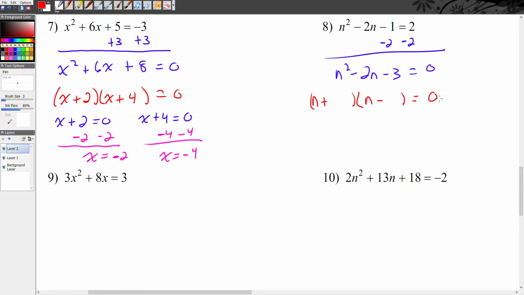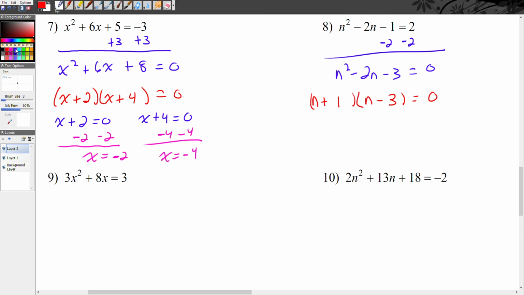So now two numbers that multiply together to make negative 3, and when I combine them, I get negative 2. So 3 times 1 is 3, and 3 minus 1 is 2. And since my middle term is negative, that means my bigger number needs to go next to the negative sign. So it's going to be a negative 3 and a positive 1. Negative 3 times 1 is negative 3. Negative 3 plus 1 is negative 2.